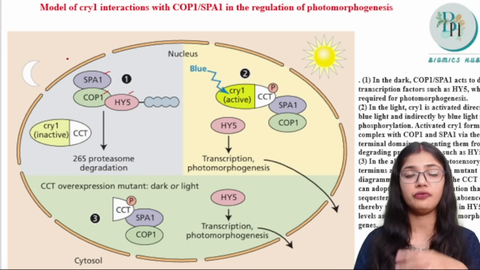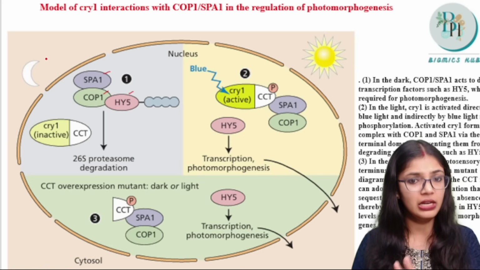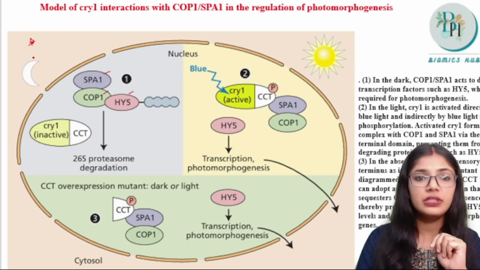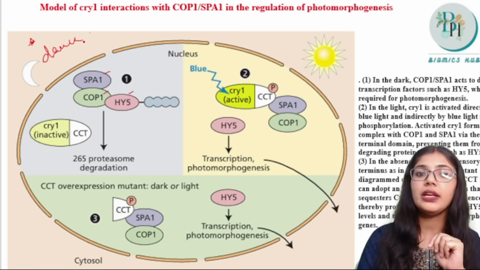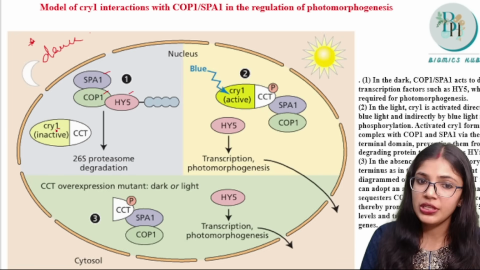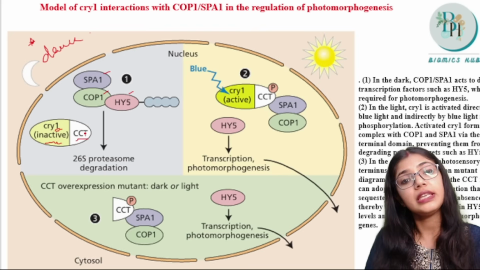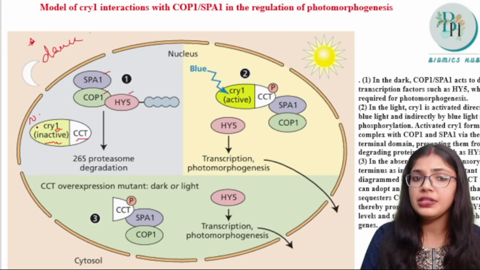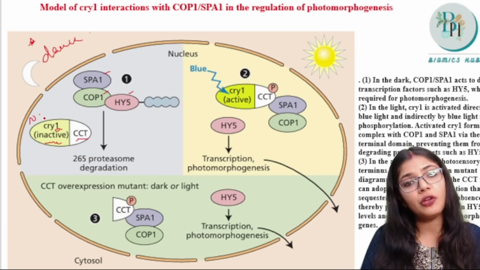So we will see three conditions: in presence of light, in the dark, and when it is mutated. Okay, in the first case we will see what happens in the night. In the dark condition, what happens? In the dark condition, this cry1 which is present is in the inactive state and it is also having a CCT domain in its C terminal end. The N terminal was the light absorbing part, so this N terminal is inactive, so there is no light, so there is no absorption of the light.